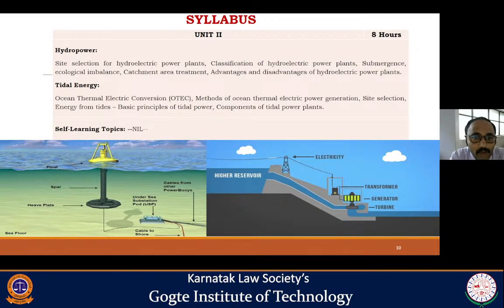Then we have hydropower and tidal energy. If the hydrological cycle occurs, then we can talk about hydropower, which serves multiple purposes in most of the global scenarios. So: site selection for a hydroelectric power plant, classification, the catchment area details, advantages and disadvantages, like that. Tidal energy is rarely followed in our country, but in other western countries or eastern countries we see that this has been followed. What is ocean thermal electric conversion, how we are going to select the site for it, what basic principles are required, and the components.